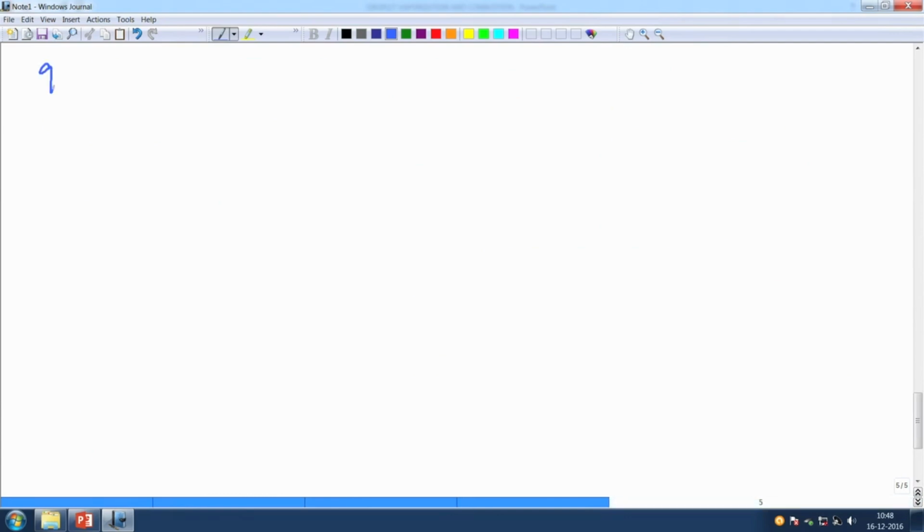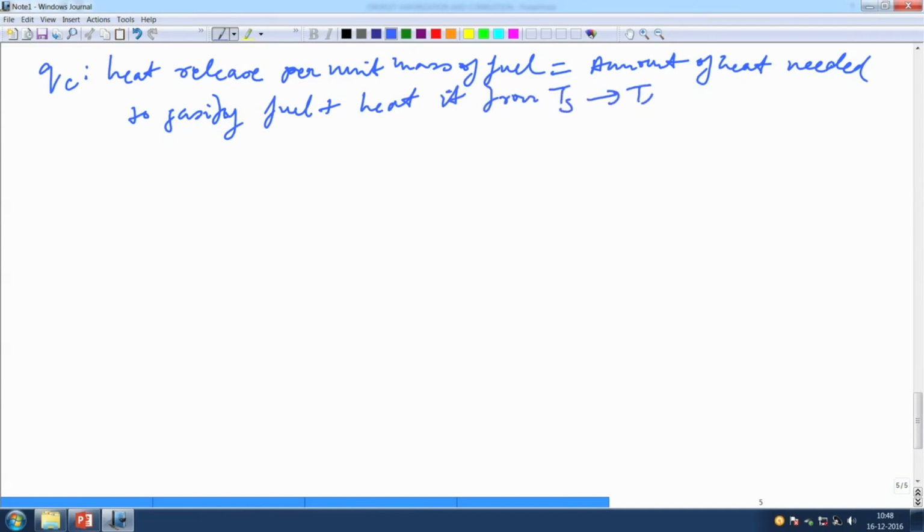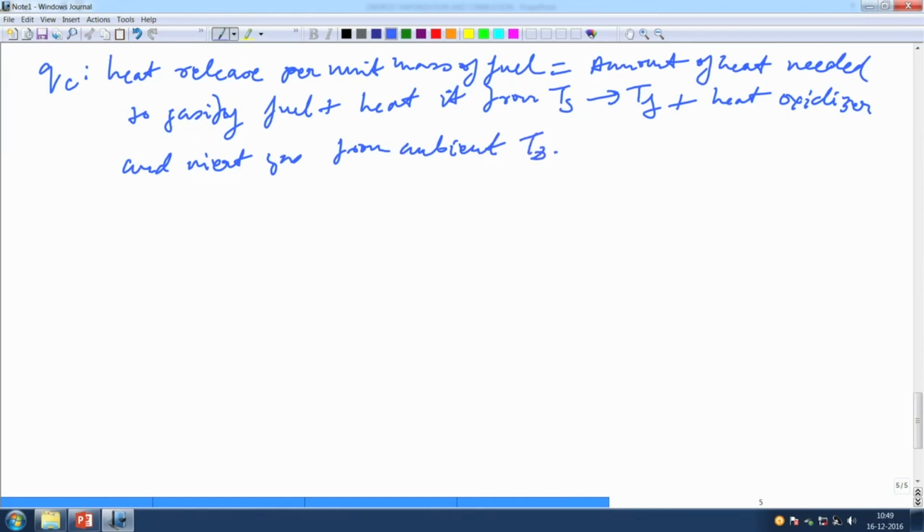So, what is the significance of QC? QC is the heat release per unit mass of fuel, and this is equal to the amount of heat needed to gasify the fuel plus heat it from Ts to Tf, that is the flame front, plus the amount of heat needed to heat the oxidizer and inert gas from ambient, that is T infinity to Tf.